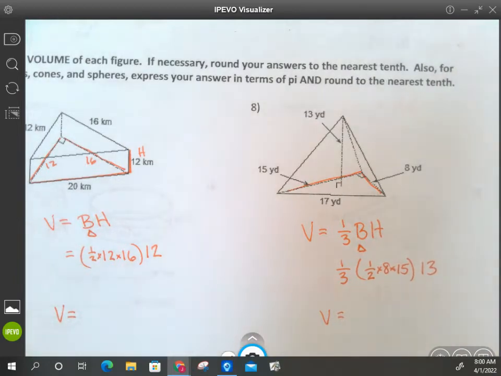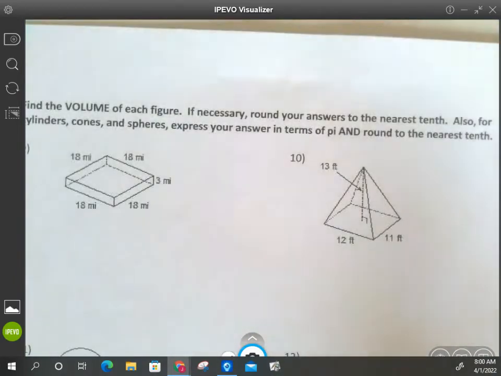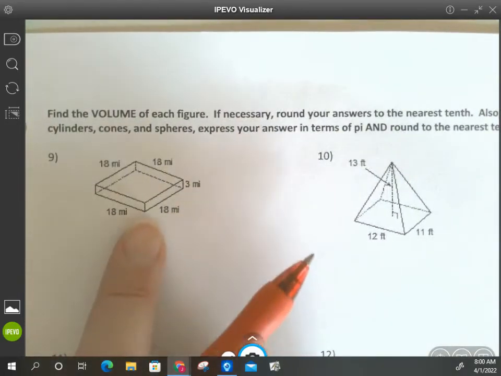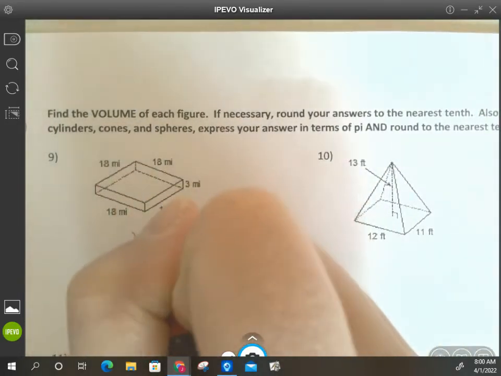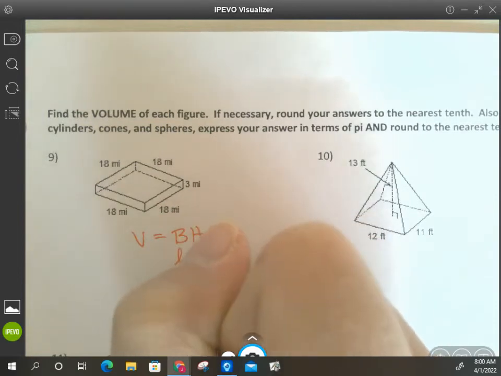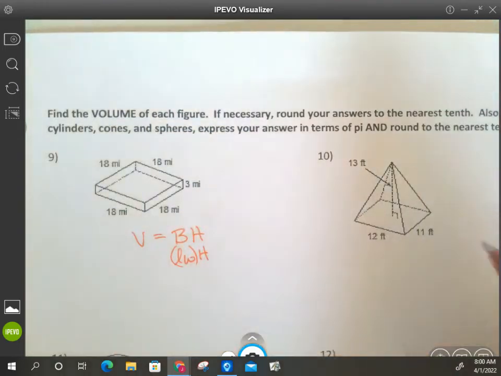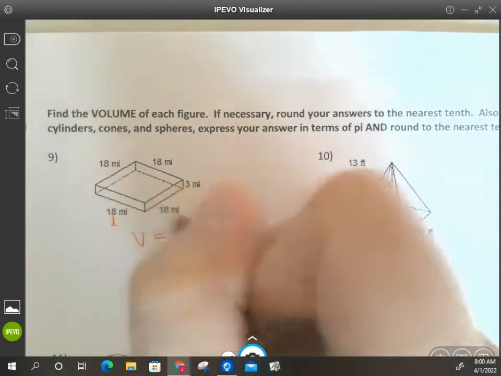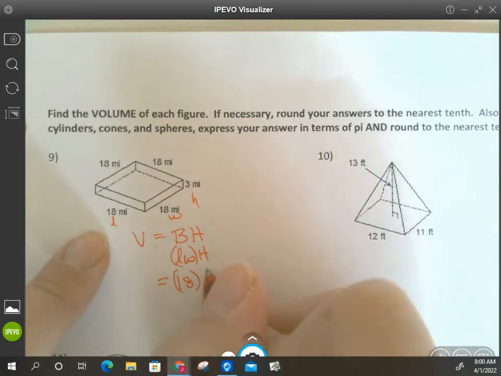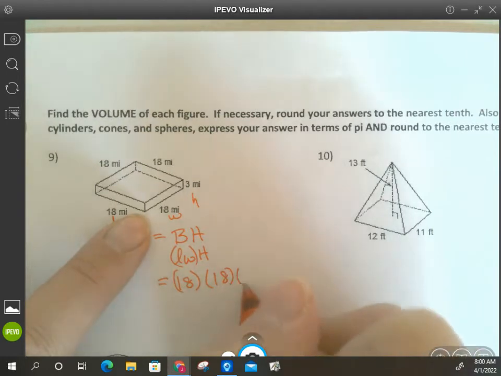All right, let's set up a couple more here. Find the volume of this rectangular prism. Well, volume equals base times height. Isn't that the same as length times width times height? Because length times width would be the area of the base. So length, width, and height. So that'd be 18 for the length, 18 for the width, and 3 for the height.